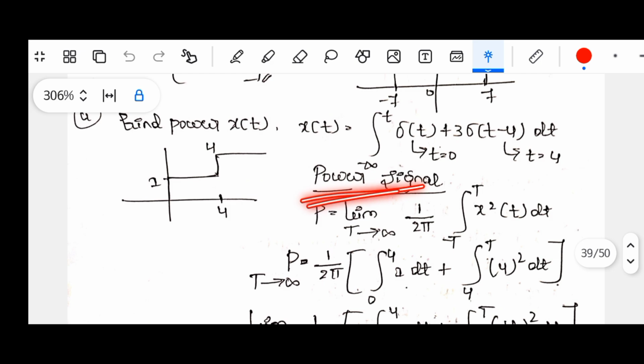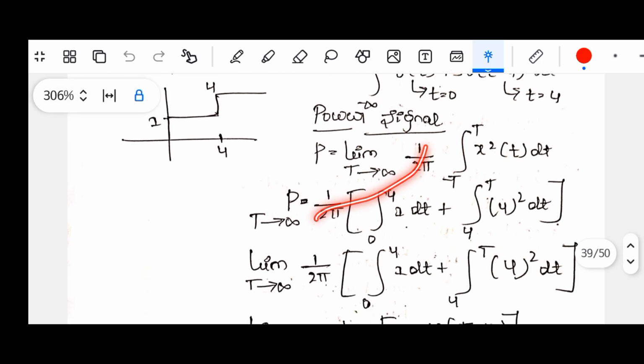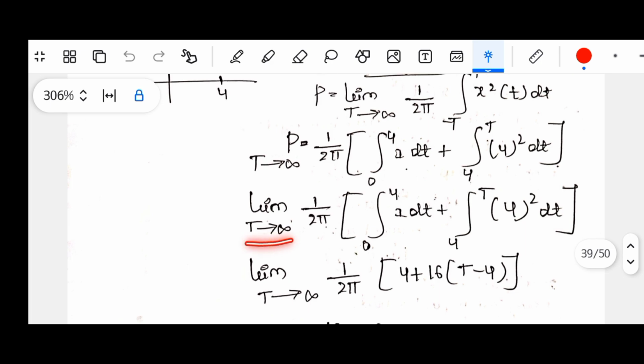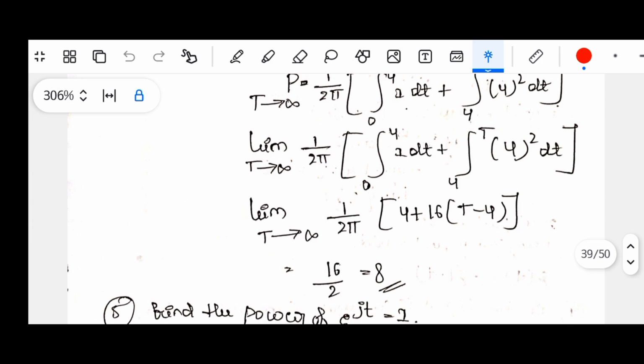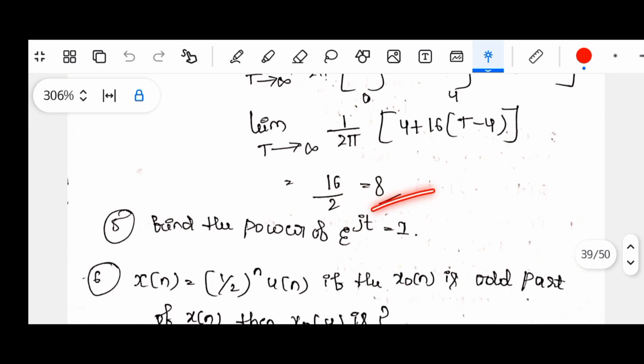Let's calculate the power of the signal. P is equal to limit of T tends to infinity 1/2T integration from −T to +T of x²(t) dt. So P is equal to 1/2T integration from 0 to 4 of 1 dt plus integration from 4 to T of 4 whole square dt, with limit T tends to infinity 1/2T. The first part remains the same, so it will be 4 plus 16(T−4). Therefore, 16 by 2 will be 8. The answer will be 8.